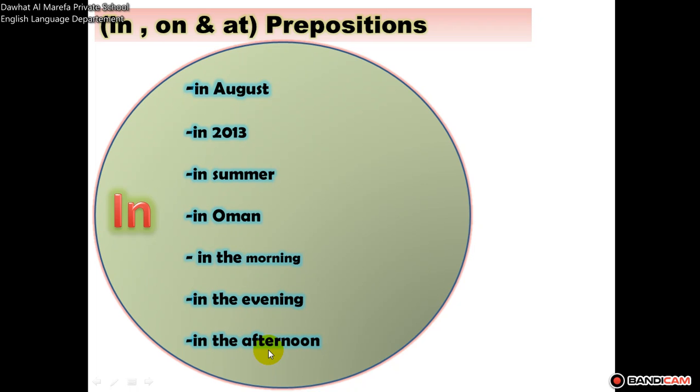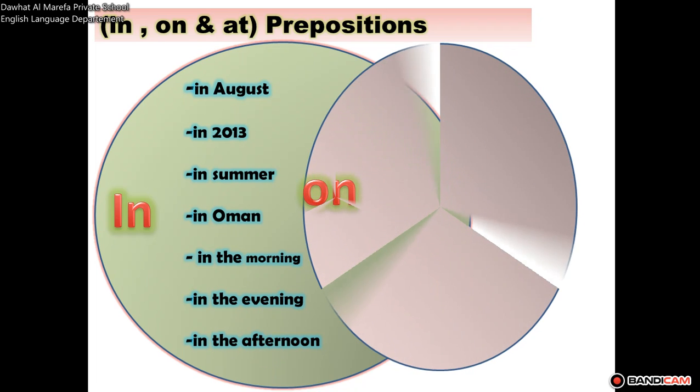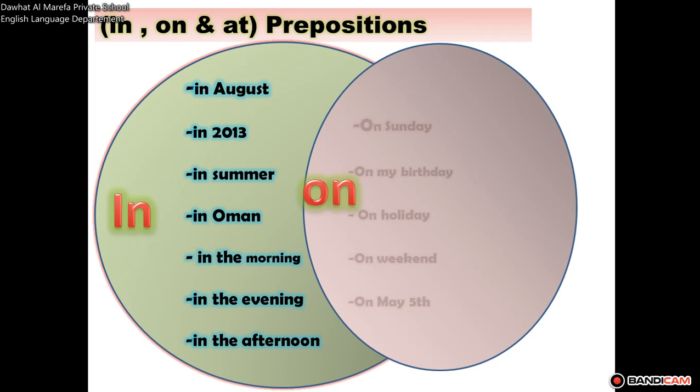Okay, let's turn to on. Where can we use on? First of all, what is Sunday? Sunday is a day. So on Sunday, on Monday, on Tuesday, on the days of the week. Number 2, on my birthday. What is birthday? Birthday is a day when you celebrate your birthday.